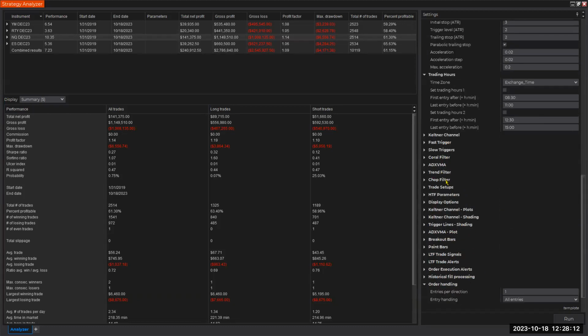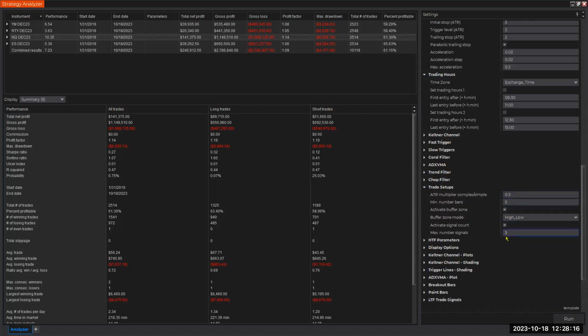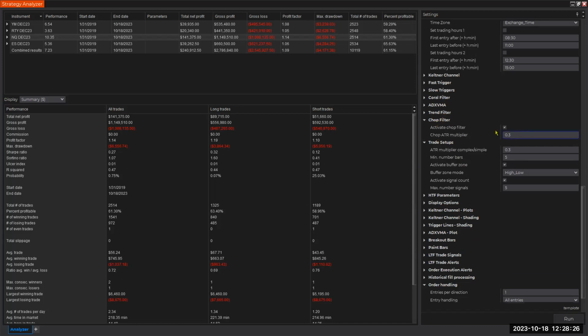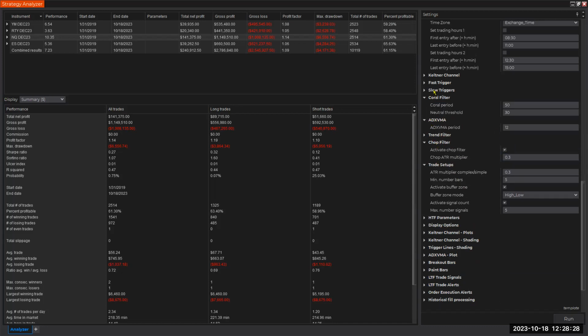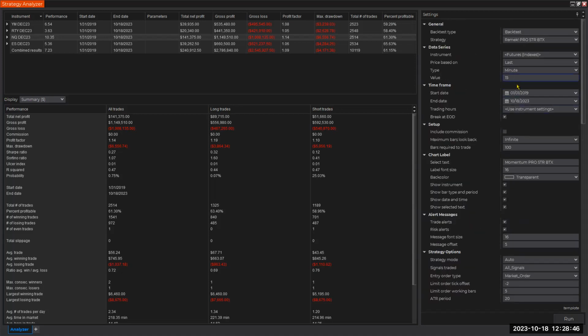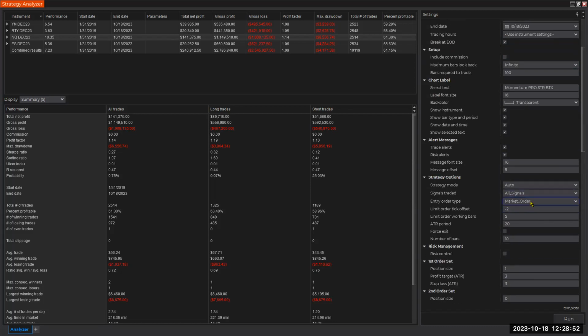And what else was there? Trade setups, no restrictions there either. Maximum signals 5. Job filter is switched on. Everything is the same. Okay, cool. 15-minute chart and the 4 indexes, market order entries.